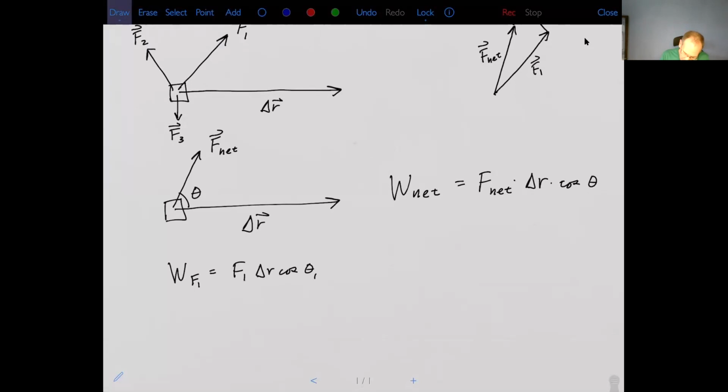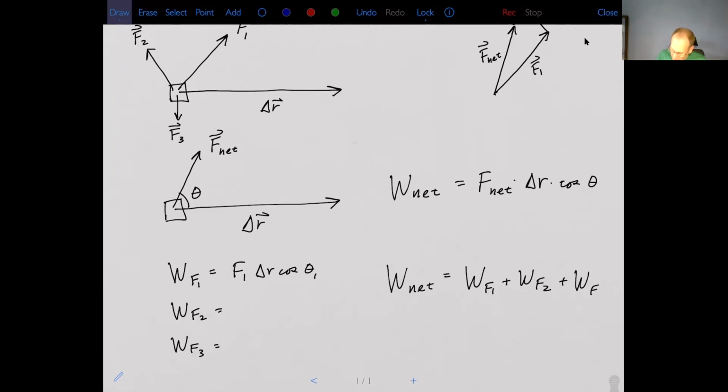Then I would calculate the work done by just F2. Then calculate the work done just by F3. And it turns out that the net work done is simply going to be the sum of those individual works. So this will be the work done by F1 plus the work done by F2 plus the work done by F3. Since it's a scalar, you can simply add those values together, and that will give us the net work.